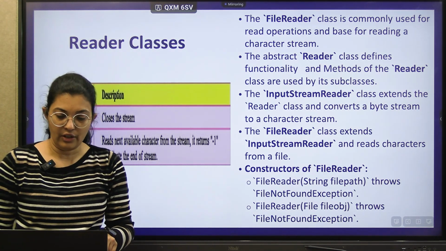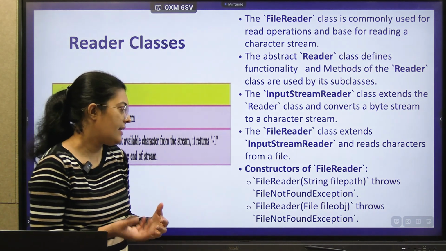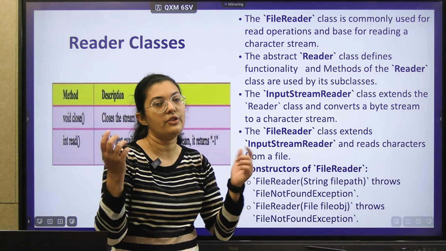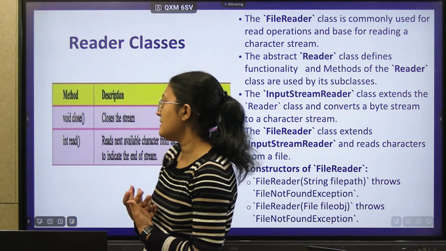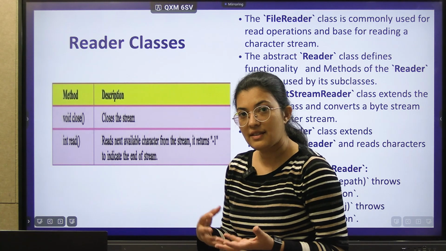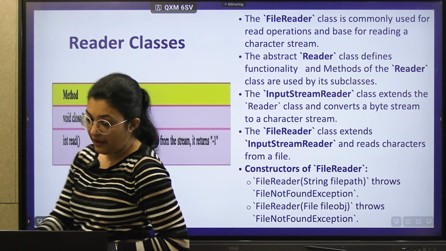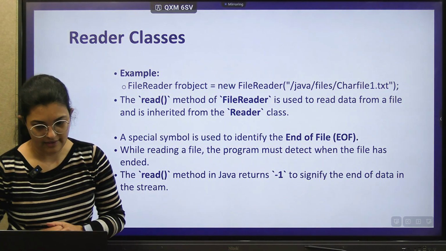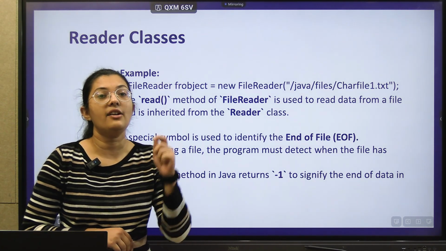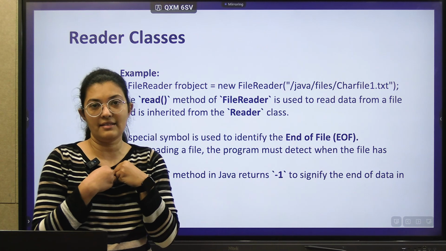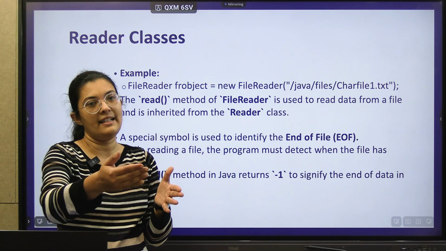What are the constructors of the file reader? The first is a string, whatever your file path is. The second, you can give the file object if you don't want to give the path. So these are the constructors that you can use. And the methods are simple: close, that basically closes the stream, and the second one is read, that basically reads data from the file. Whenever you perform any read operation, the important thing is that you have to identify where your file ends. We don't know beforehand how many characters or what file size it is. So how can we identify that the file has ended?